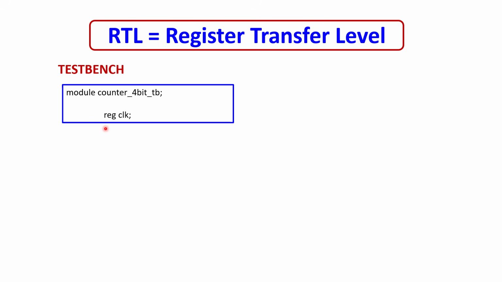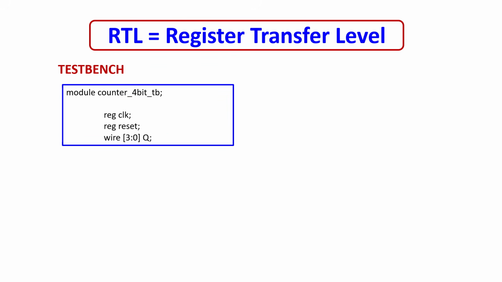So the inputs we have are clock and reset, and then the output. For the input we are giving reg clock, and the next input is reg reset, and the next is the output, so we need to give wire. So we are giving the output wire. First, we have given the module name and given the inputs and outputs using reg and wire.